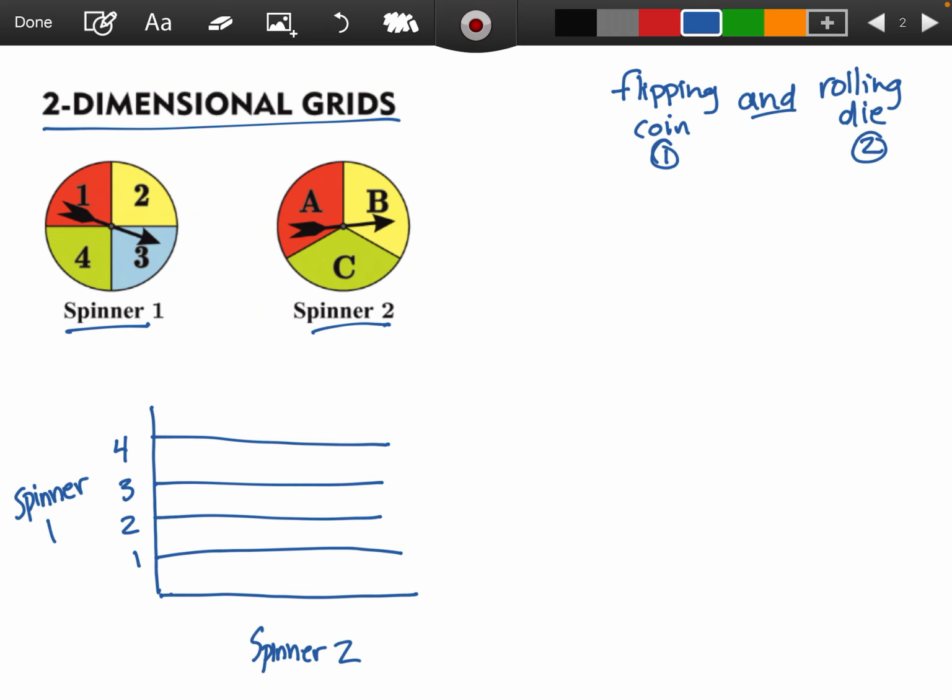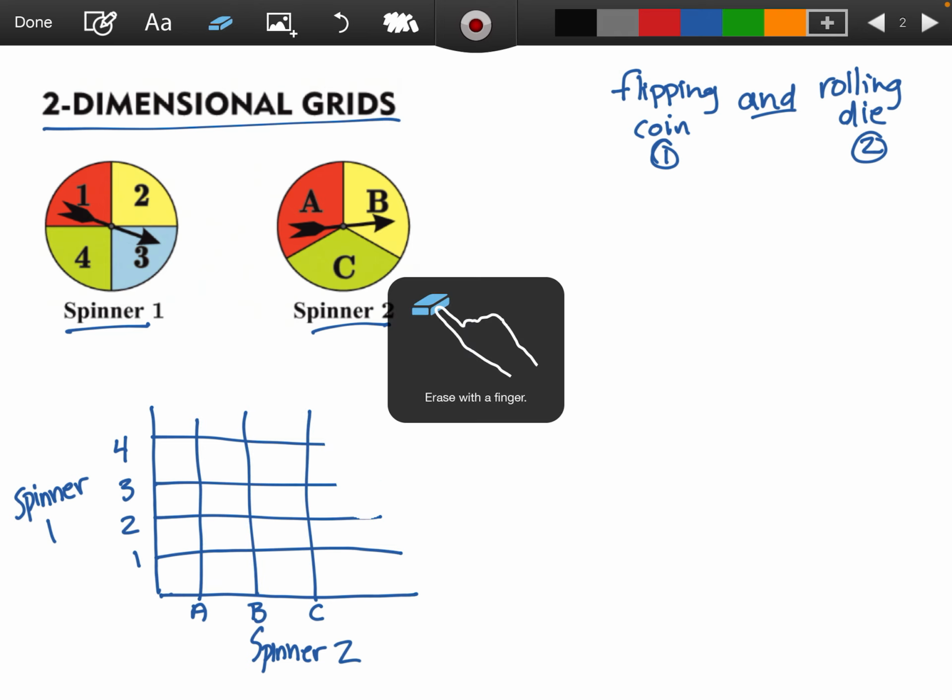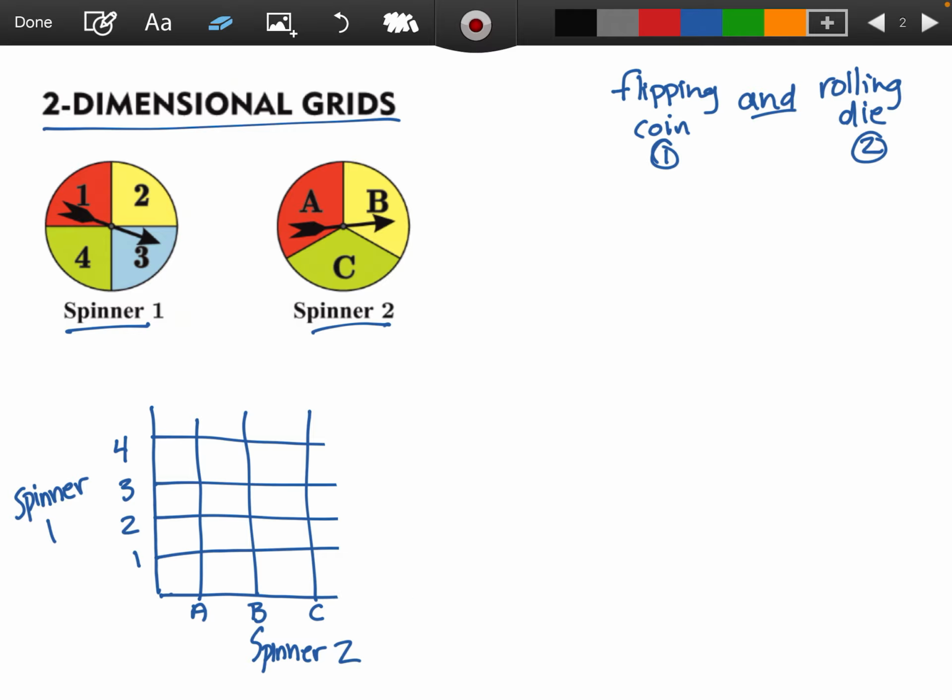And then on the other axis, we're going to put the outcomes for the second part of the experiment, and we're going to draw lines across there. So at this point, I'm going to tidy this up a little bit, make it look a little bit neater. Okay, so then the last part that you have to do, and yes, you have to do this, is you're going to put dots where each of the outcomes from the different parts of the experiment overlap with one another.